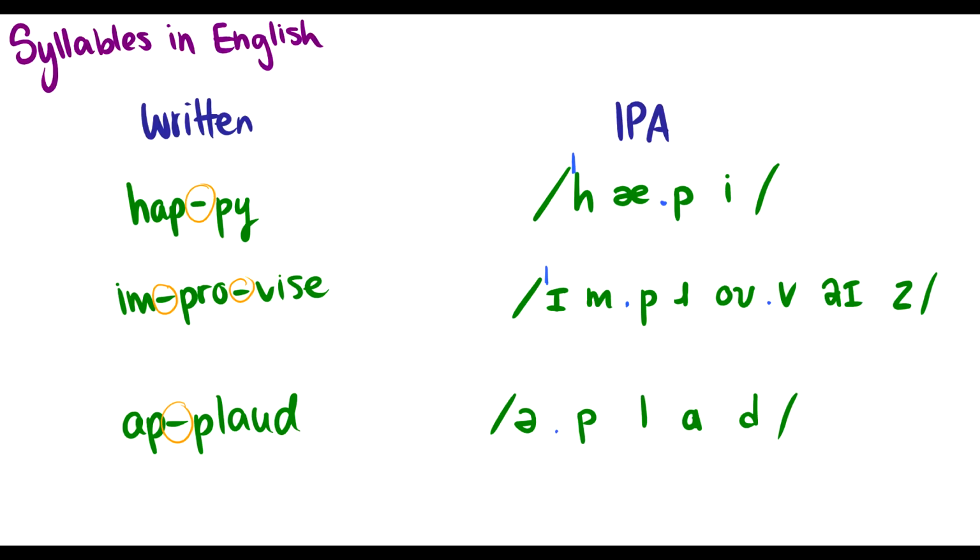What about applaud? Applaud. Applaud. Which sounds better? Applaud. So that plaud has primary stress. Okay, so that is syllables in IPA and how we can write them.